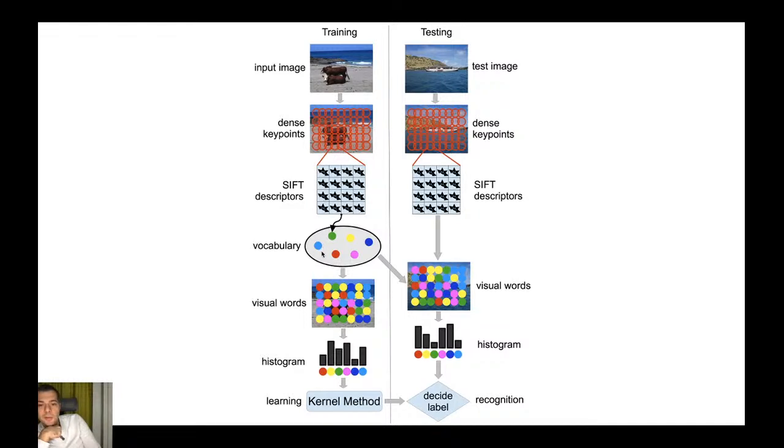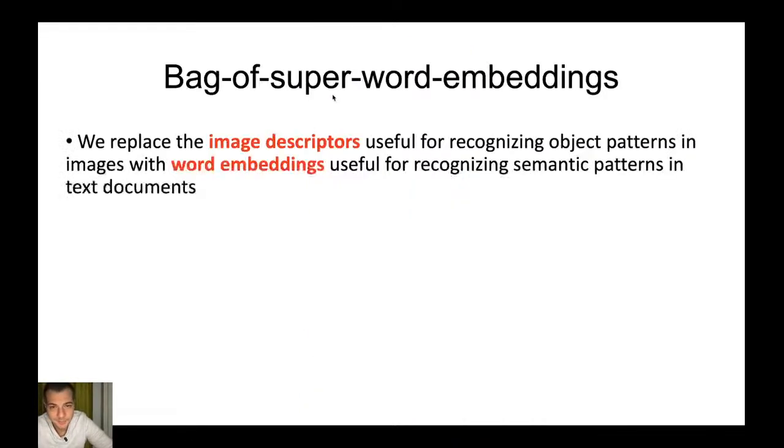Then we apply k-means clustering, and we obtain these clusters with different colors. And then we go over the image and try to find where each descriptor falls, to see to which cluster we should assign each descriptor. And after we do the cluster assignments of the descriptors, we can build a histogram representation for this image.